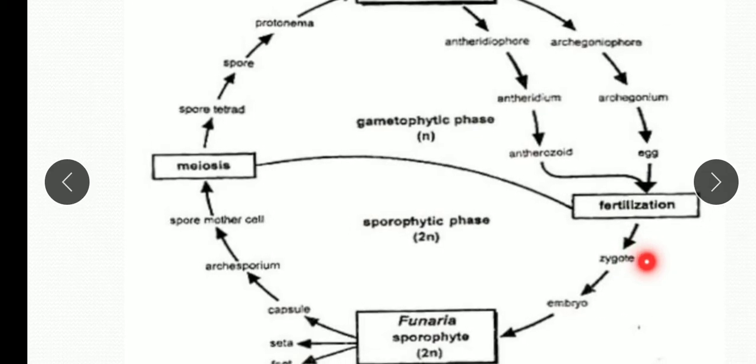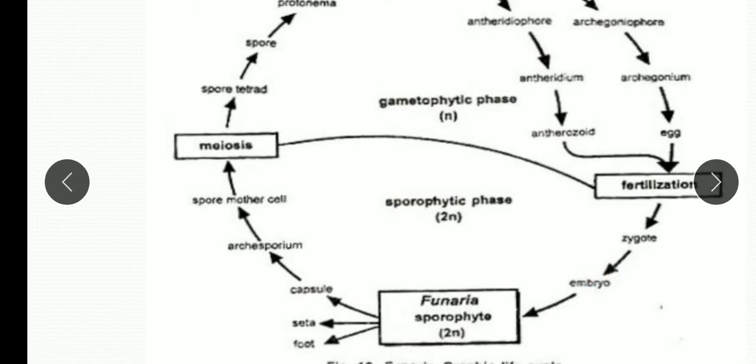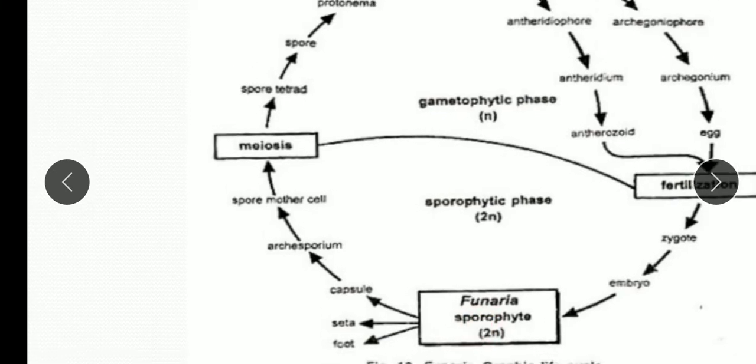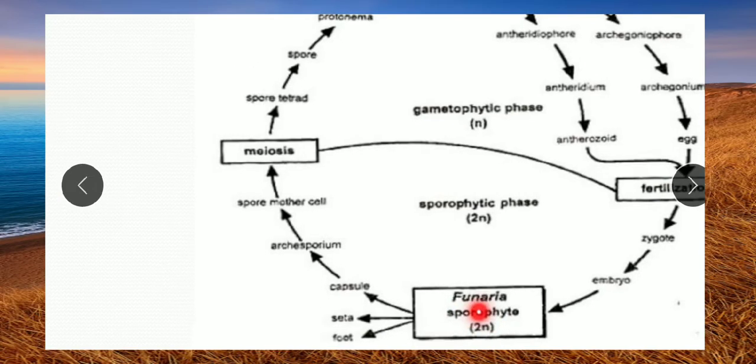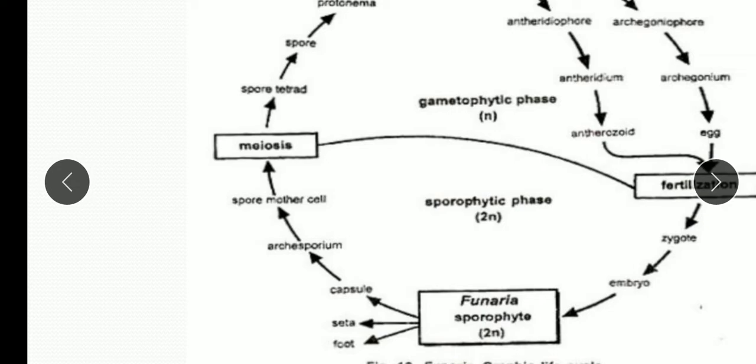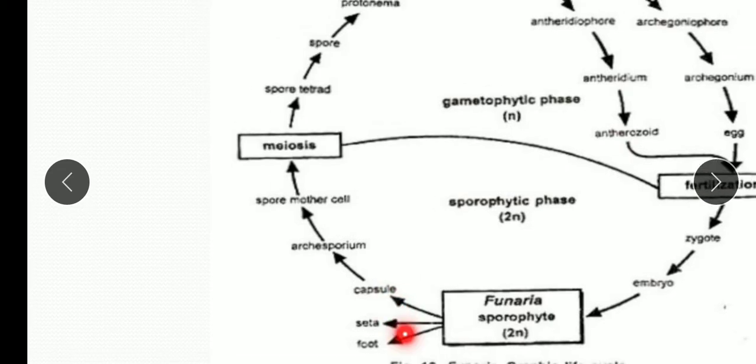The zygote is diploid. Now this zygote germinates and forms the embryo, and then this embryo develops into the sporophyte, which is diploid. Now this sporophyte has different parts. These are the parts of the sporophyte plant body: capsule, seta and foot. Now it has the archesporium where the spores are formed.